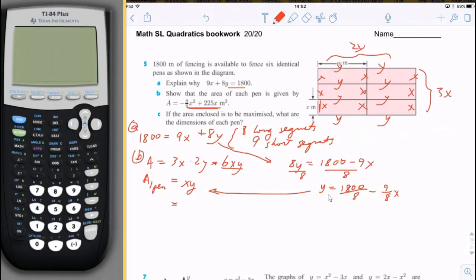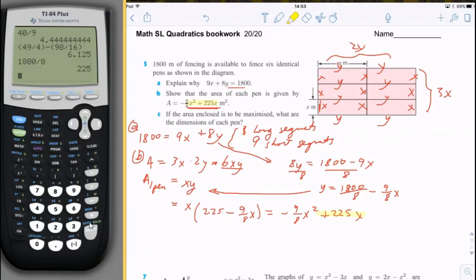And then we will have an expression x times 1,800 divided by 8, which, let's do that on the calculator. 1,800 divided by 8 gives me 225 minus 9/8 x, and that's equal to negative 9/8 x squared plus 225x, and that's exactly what we were trying to get. So that worked. Okay.